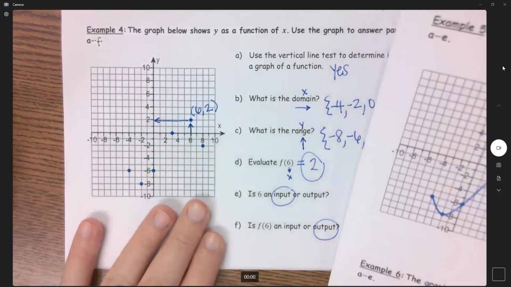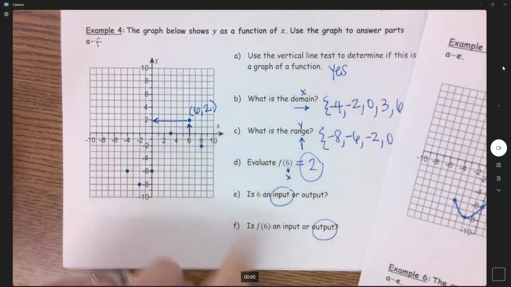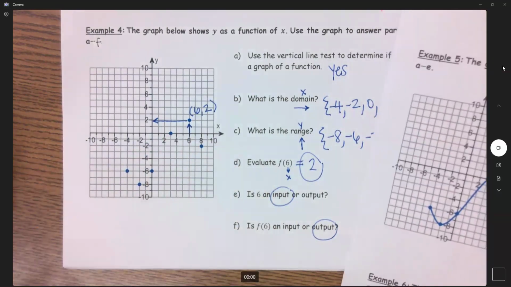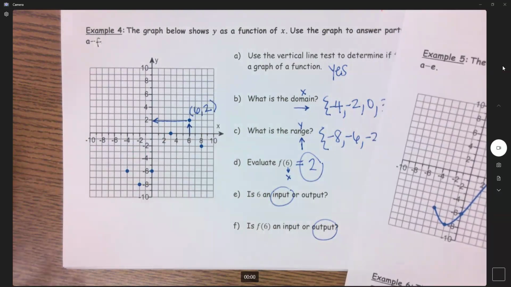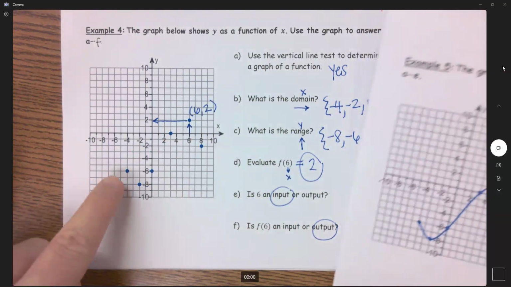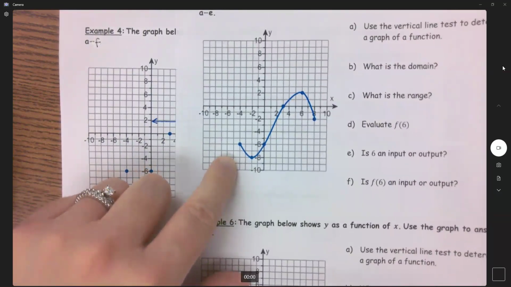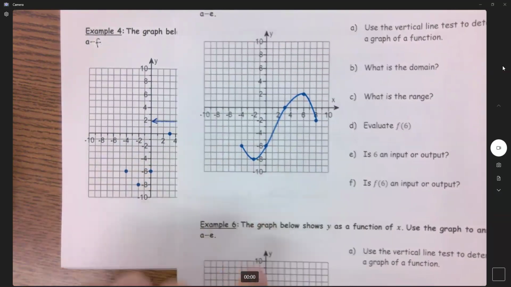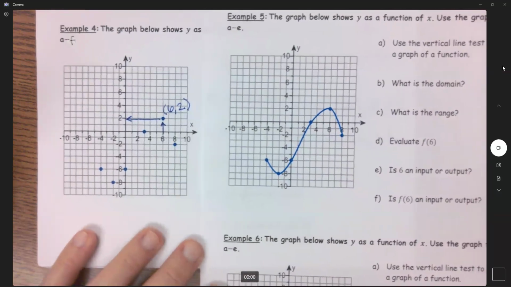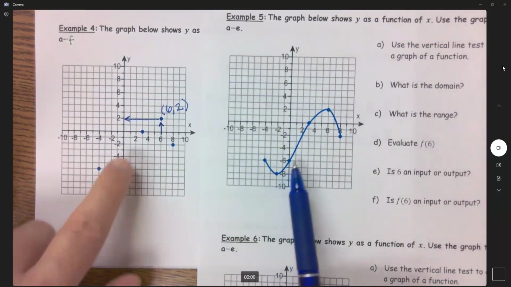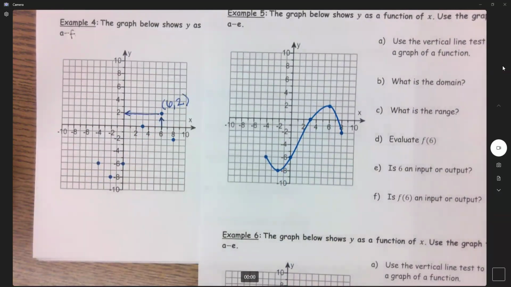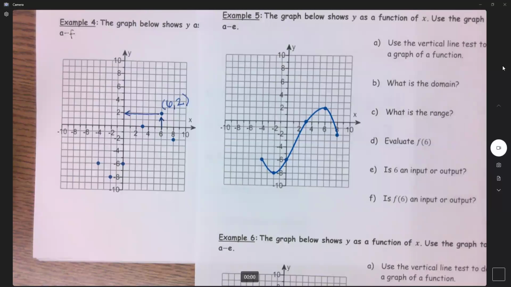Example 4 was just ordered pairs. So really, that's almost no different than what we did in example 1. Now I'm going to take these 6 ordered pairs, and I'm going to connect them with a line. It doesn't look much different because you can still see we have all 6 of those ordered pairs, but when I connect them, it drastically changes my domain and my range.